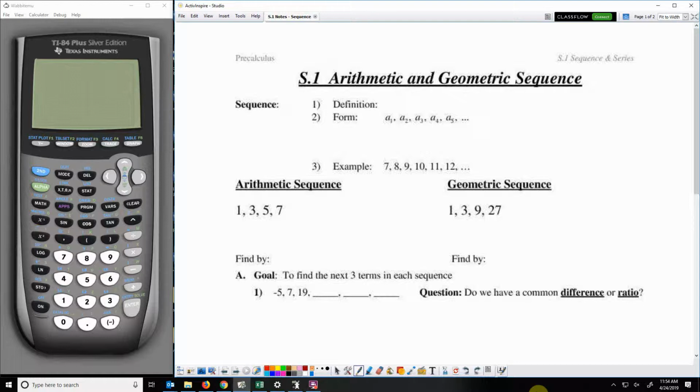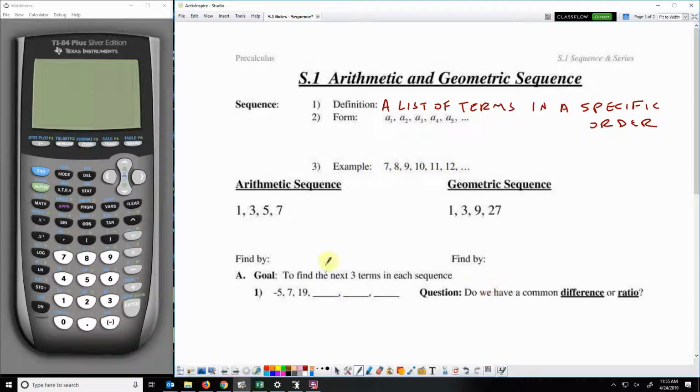Going to talk about sequences, arithmetic and geometric sequences. A sequence is a list of terms in a specific order. So there's a term 1, term 2, term 3, term 4, term 5, and so on. So here's a sequence: 7, 8, 9, 10, 11, 12, and so on.